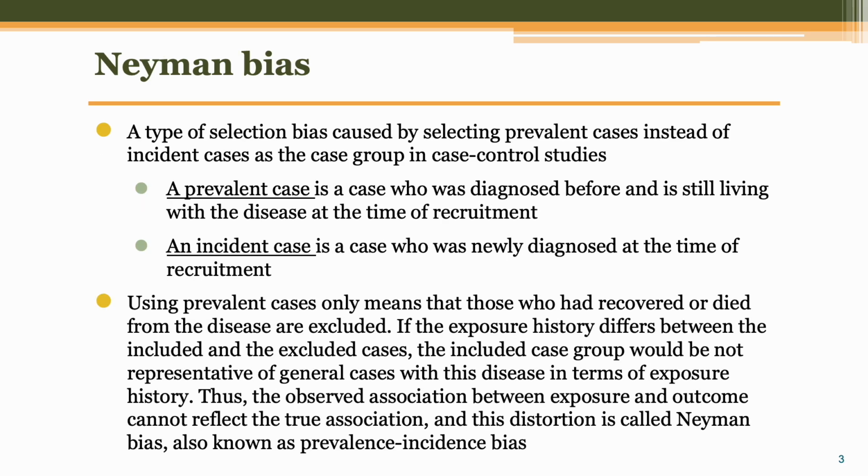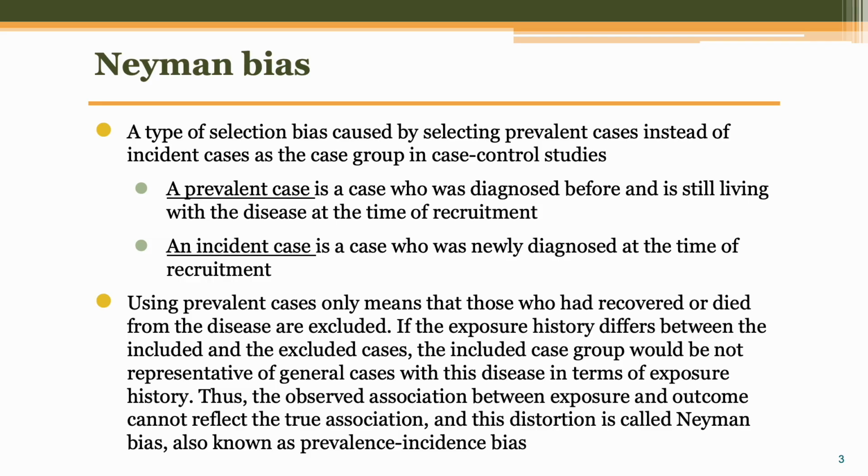Neyman bias is a type of selection bias caused by selecting prevalent cases instead of incident cases as the case group in case control studies. A prevalent case is a case who was diagnosed before and is still living with the disease at the time of recruitment. An incident case is a case who was newly diagnosed at the time of recruitment.